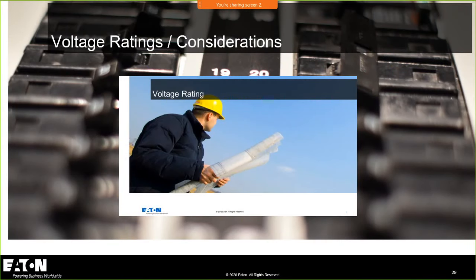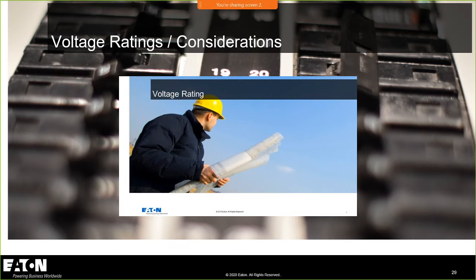All right, so now we're going to talk about voltage rating. So we talked about the ampere rating. Remember, the amp rating of that breaker is really determined by the conductor that you're trying to protect or the equipment that you're trying to protect. That's what's going to tell you what value you need to get into. Now we're going to talk about voltage.